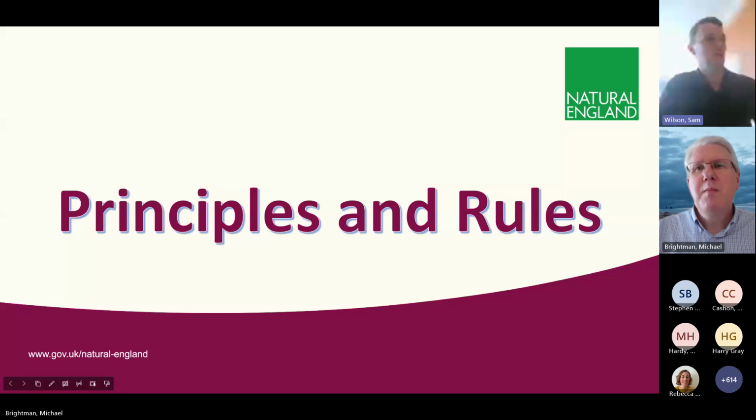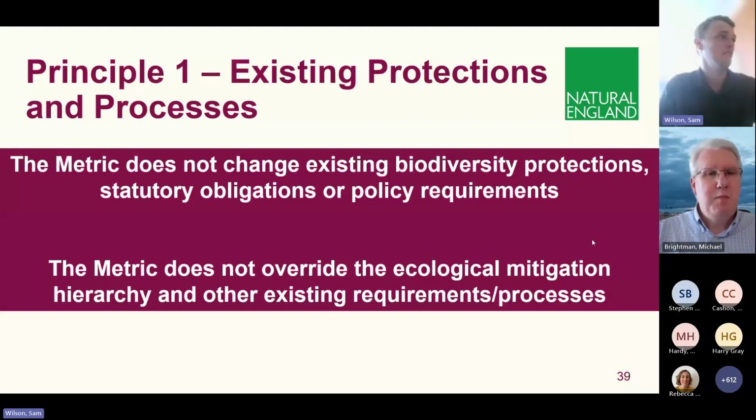Okay, so we're going to work through the various principles and rules that are built into the metric and what needs to be done to be able to say that the metric's been filled out in a valid method. We're going to start with the principles first. So there's 8 of these. And the first one is something that we briefly mentioned earlier, that any existing protections and processes that are currently in place still apply. So the metric isn't here to override the mitigation hierarchy or any other processes that are already required within the planning process. It's just an additional tool to provide information.